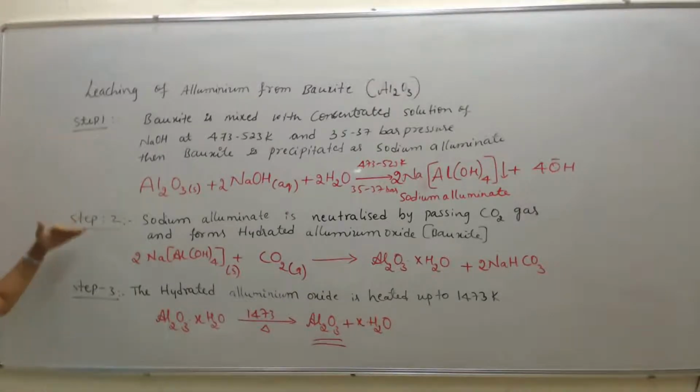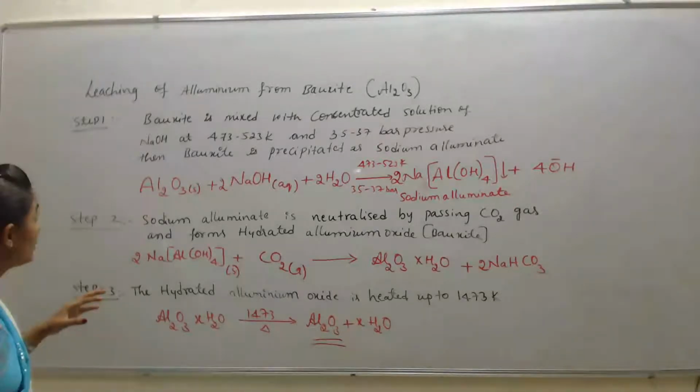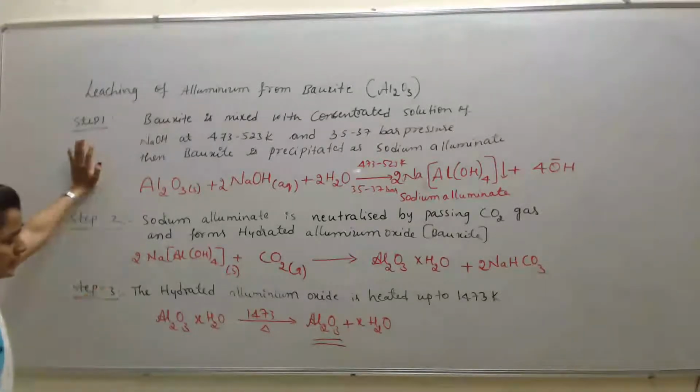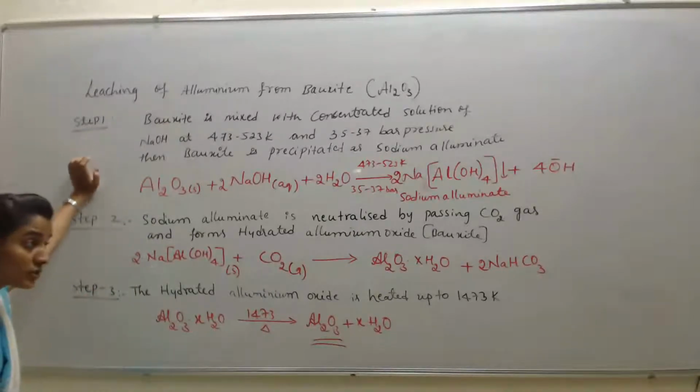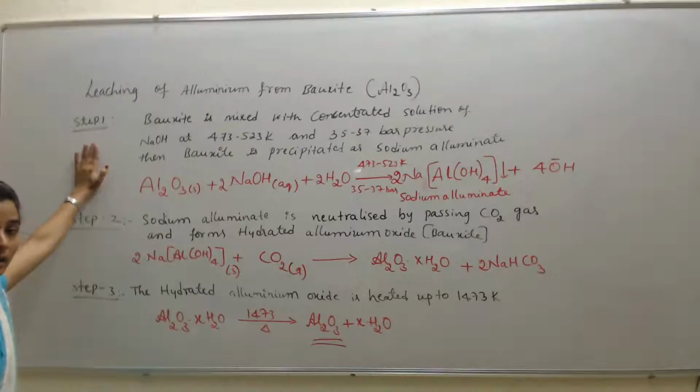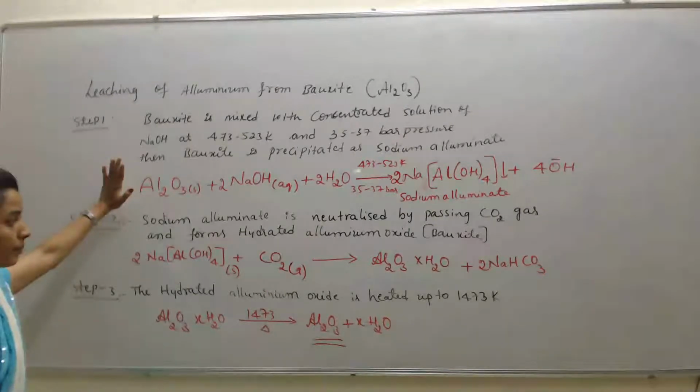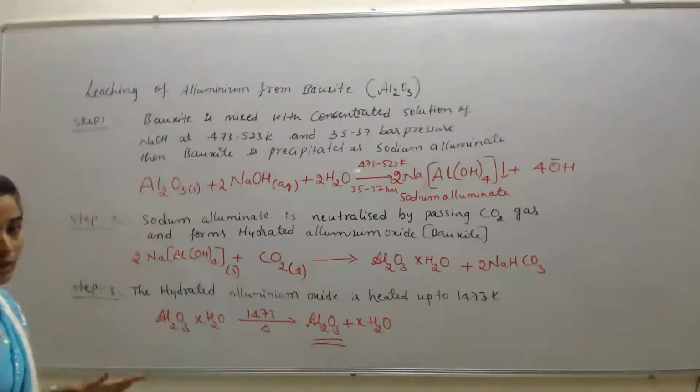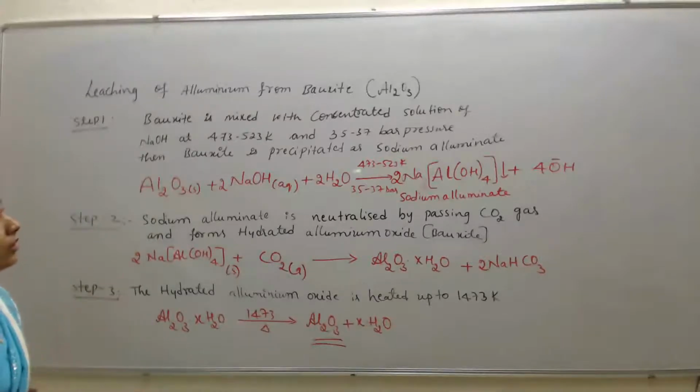So 3 steps are involved. These 3 steps are important for 3 marks in the examination. This is a compulsory expected question in the examination, so you must read and write this often and be thorough in this concept. Okay, leaching of aluminium from the bauxite.